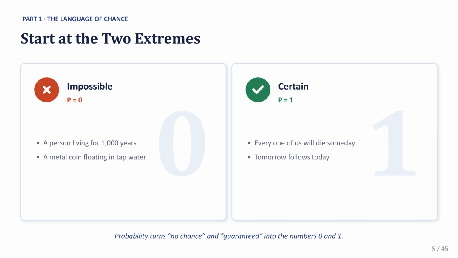Probability is built on 2 anchors, 0 and 1. Impossible events, like a person living for 1,000 years, have a probability of 0. Certain events, like tomorrow following today, have a probability of 1. Everything else sits somewhere between these 2 extremes.